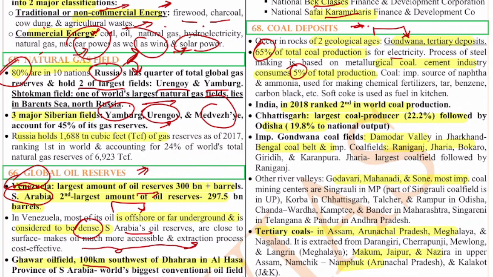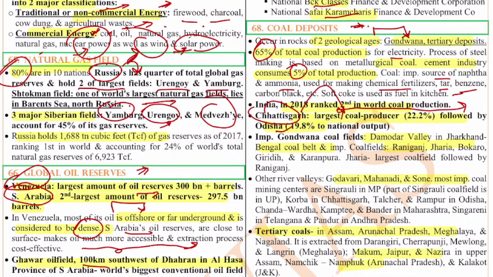Coal is an important source of naphtha and ammonia, and is also used for making chemical fertilizers. Tar, benzene, carbon black, and soft coke are also used, and soft coke is used as fuel in kitchens. India in 2018 is ranked second in the world's coal production. Chhattisgarh is the largest coal producer, followed by Odisha.